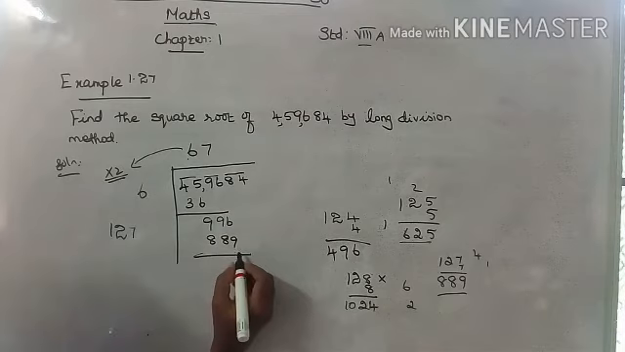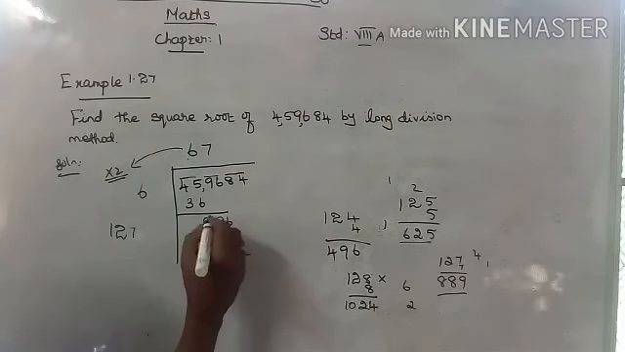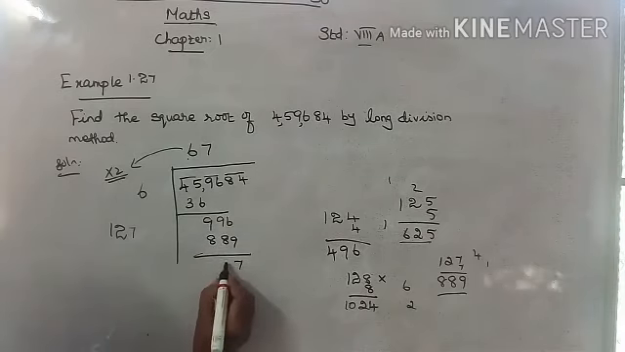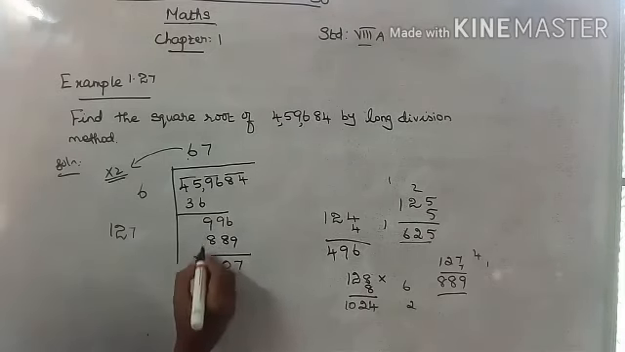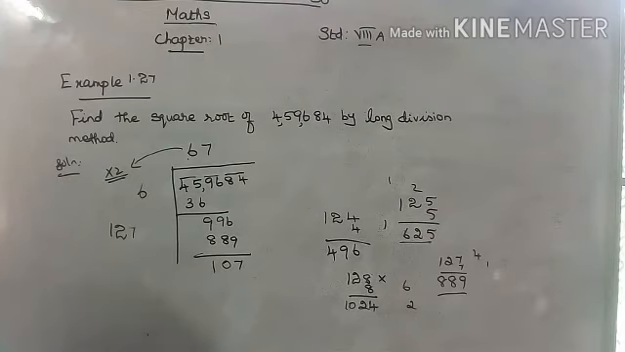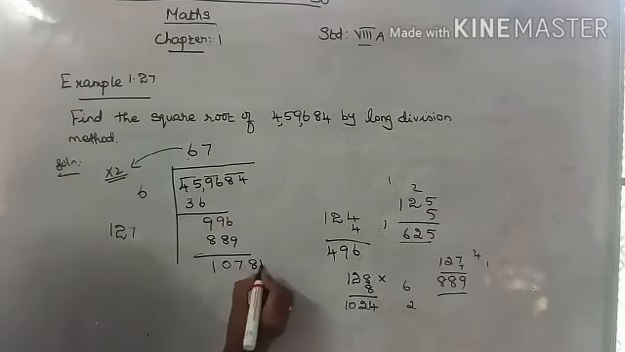We find out the subtraction of these two numbers. 16 minus 9 is 7. Here we get 8. 8 minus 8 is 0. And 9 minus 8 is 1. 107 is the balance number. Again bring down this 84.